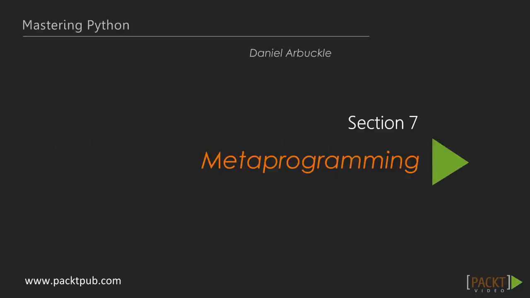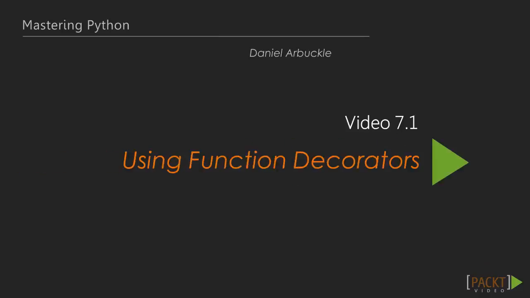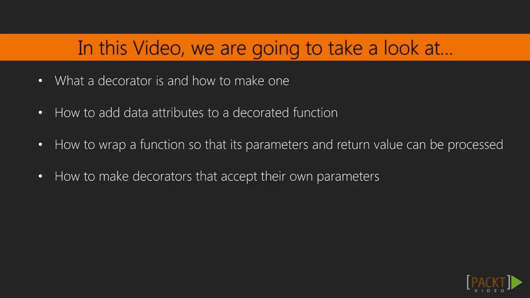Section 7, Metaprogramming. 7.1, Using Function Decorators. We're going to look at what a decorator is and how to make one, how to add data attributes to decorated functions from decorators, how to wrap a function from inside of a decorator so that its parameters and return value can be processed, and how to make parametric decorators that accept parameters of their own.